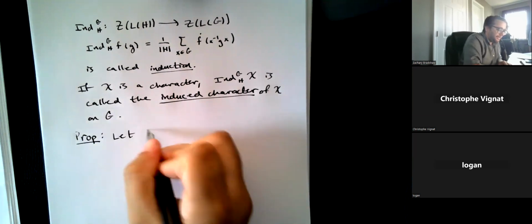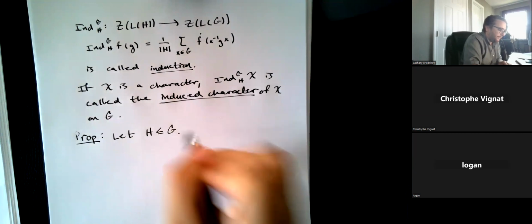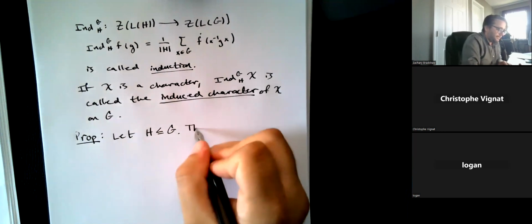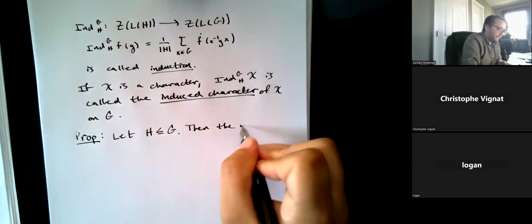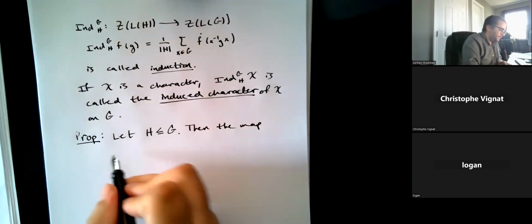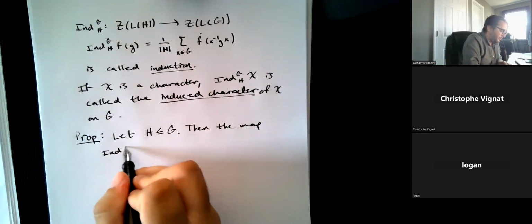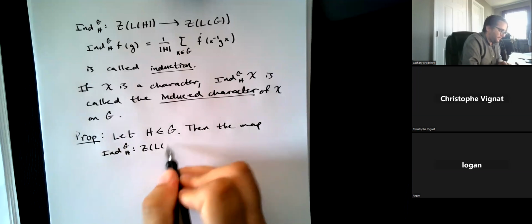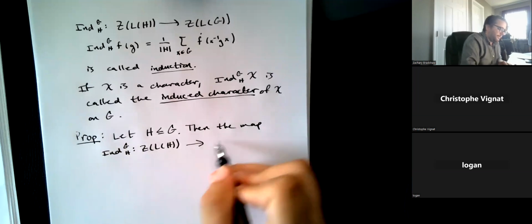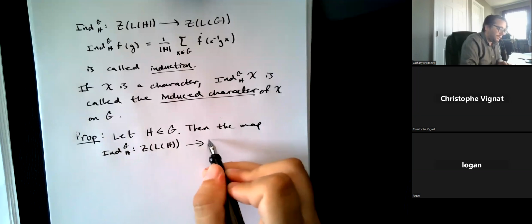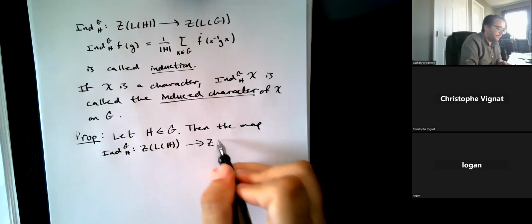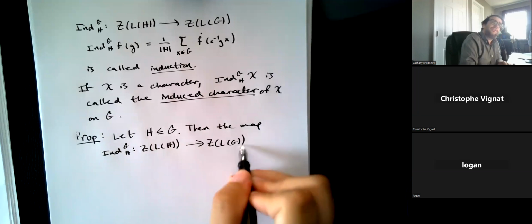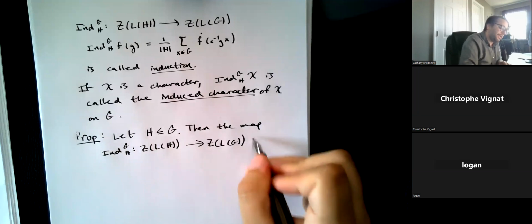So again, let H be a subgroup of G. Then the map of the induction, or the induced map. Induction map? Yeah, the induction map is linear.